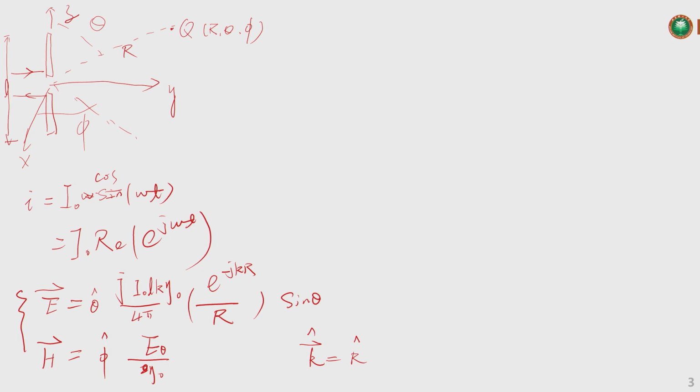Until now, we just concentrated on the electric and magnetic fields, and we also have the power density expression. It is half the real part of the electric field cross product the magnetic field conjugate, like this one, and its magnitude is related to r and theta.